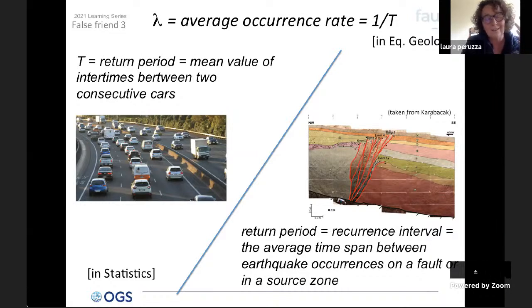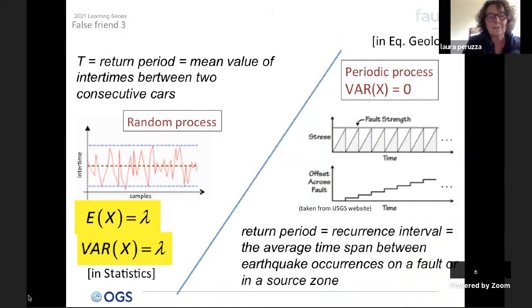But for a strange reason, when we go to the hidden meaning that we give to this word, we have in cars the situation that we acknowledge: it is a random process where the expected value is equal to the variance, while for some strange reason in geology it is a periodic process where the variance tends to zero. Look at the picture that is given together with the definition of return period. The stress is accumulated till when an earthquake occurs, and this idea of regularity, of periodicity, is exactly the opposite of what we have when we are talking about a random stationary process modeled by the Poisson distribution.